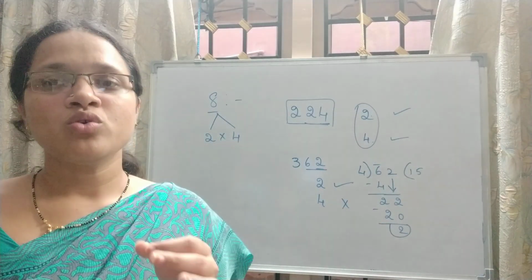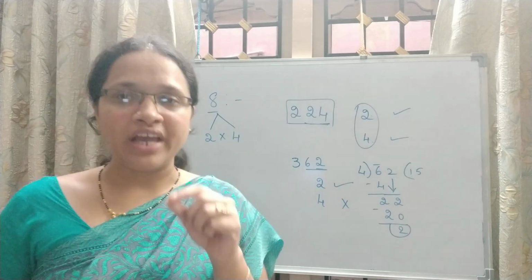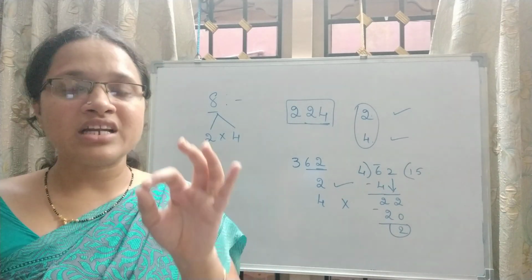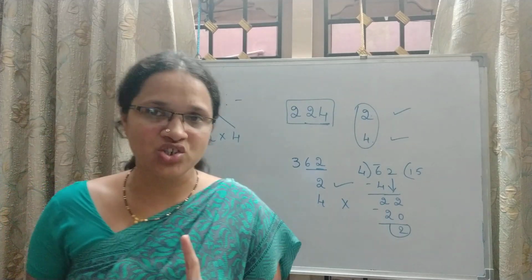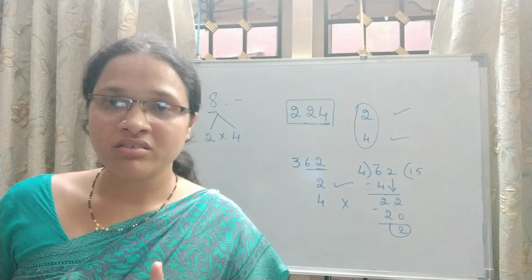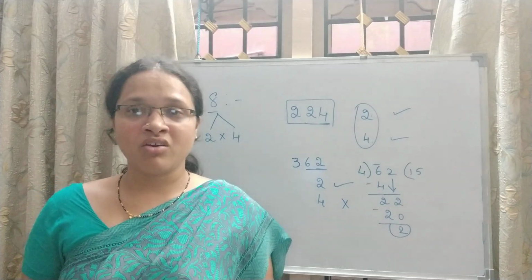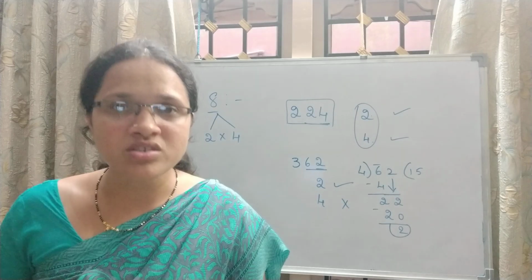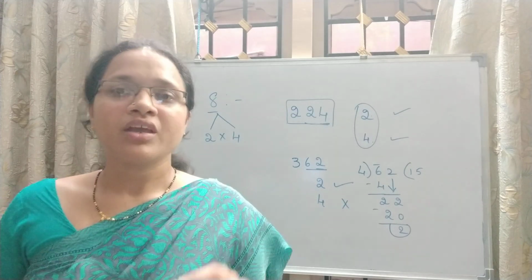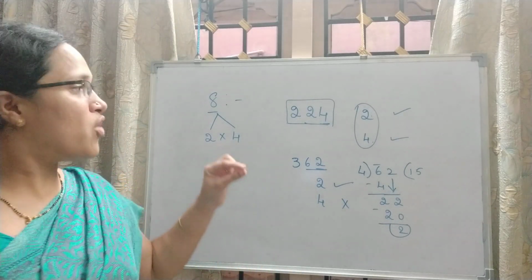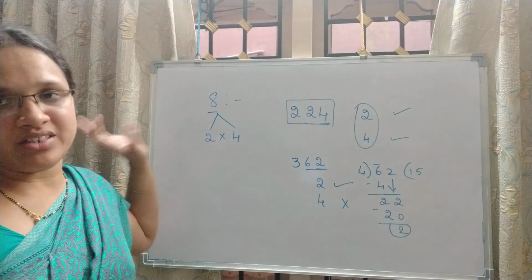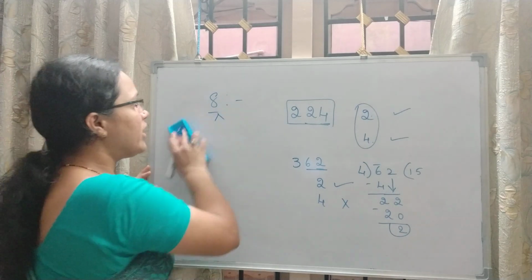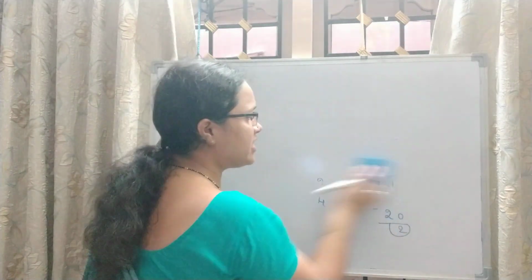In order to satisfy the divisibility rule of 8, you must satisfy both the divisibility rules, not one, children. Not either or, not neither nor. You should satisfy both. Compulsorily, both the divisibility rules should be satisfied in order to satisfy the divisibility rule of 8. Did you understand? Yes? So now let us go into the next divisibility rule.